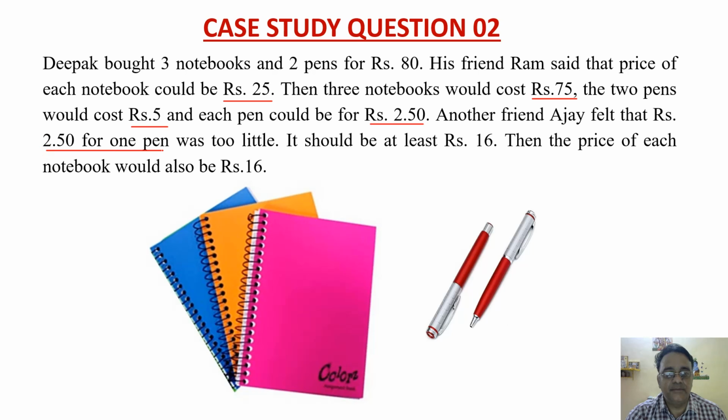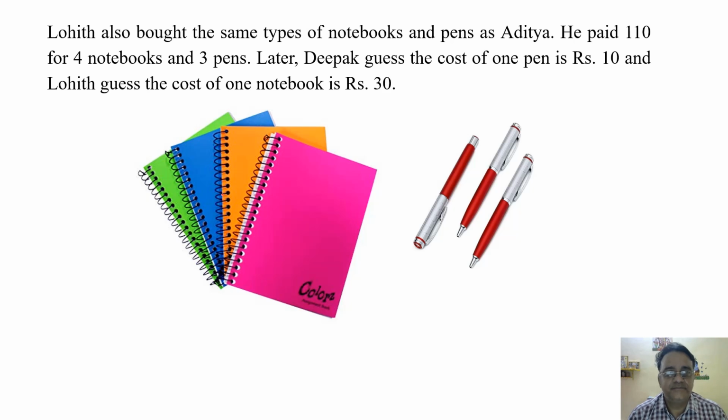So another friend Ajay felt that the rupees 2.50 for one pen was too little. It should be at least 16 rupees. So then the price of each notebook would also be rupees 16. So this is the guessing of Ajay, right? Now Lohit also bought the same types of notebook and pens as Deepak. This is Deepak, okay?